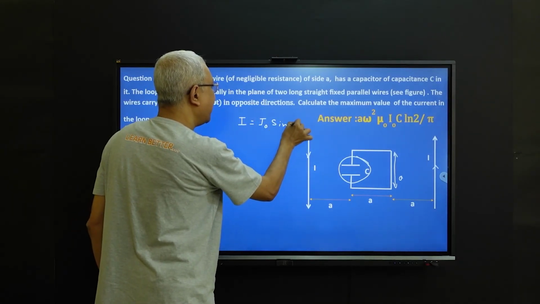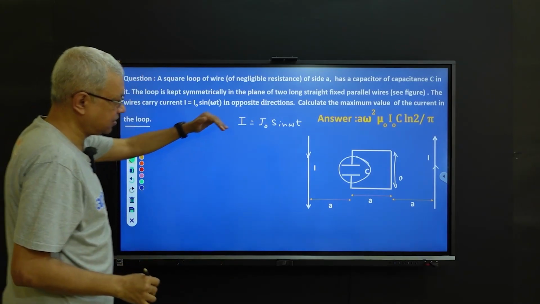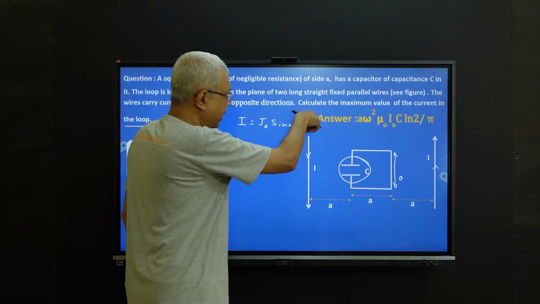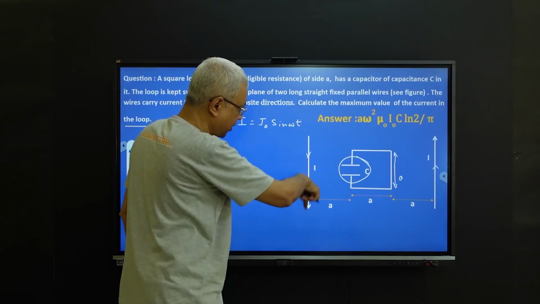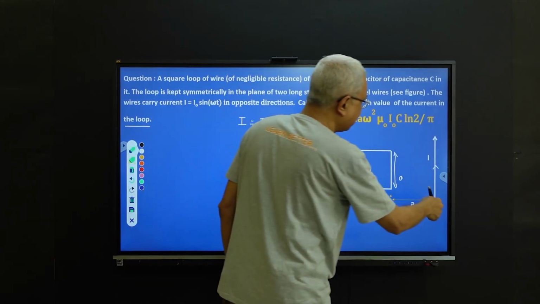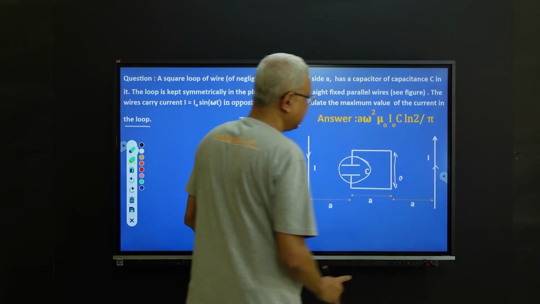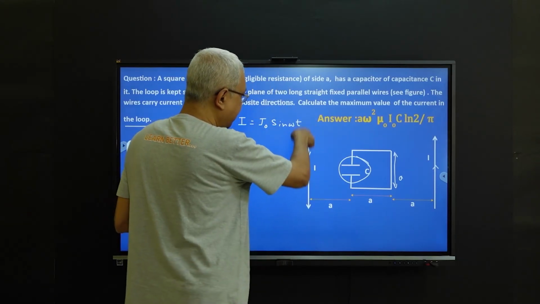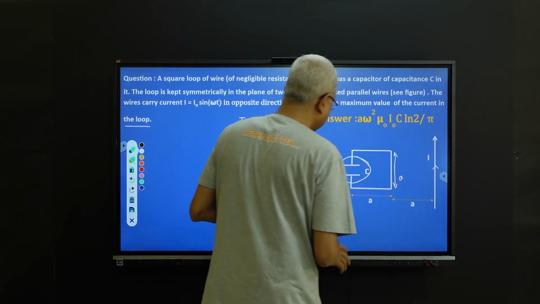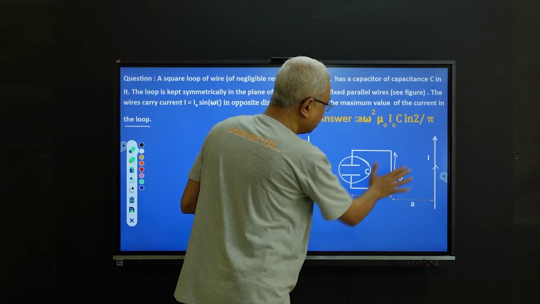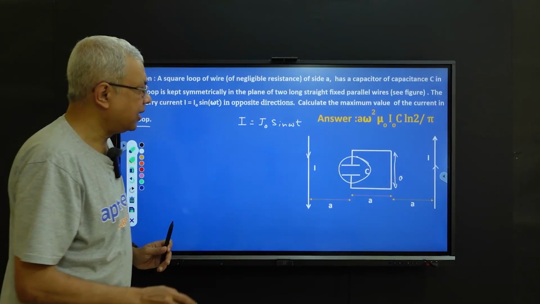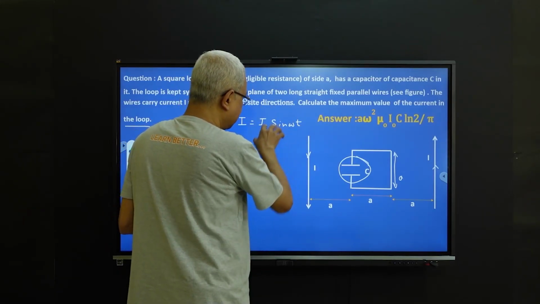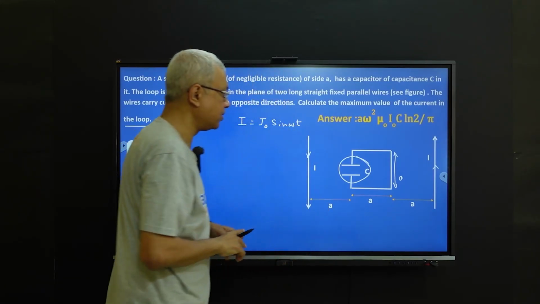That means I is time dependent. Sometimes it is in this direction, sometimes it is in this direction. The moment at which the current in this wire is in downward direction, at that particular moment the current in the other wire is in the opposite direction. Now, because of current flow through these conductors, there will be a magnetic field produced in the region between the wires, and this magnetic field is time dependent because the current itself is time dependent.